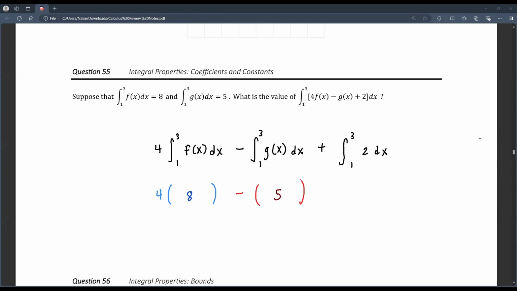The last integral can be evaluated with geometry, or by the first fundamental theorem of calculus. Either method should show you that our last integral has a value of 4. In total, we should get a final answer of 31.